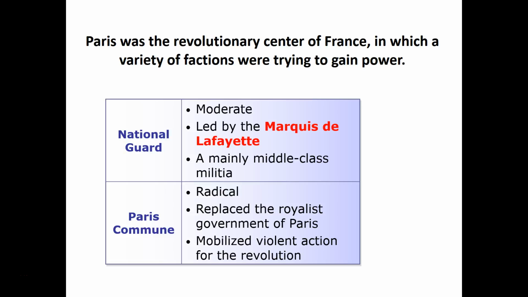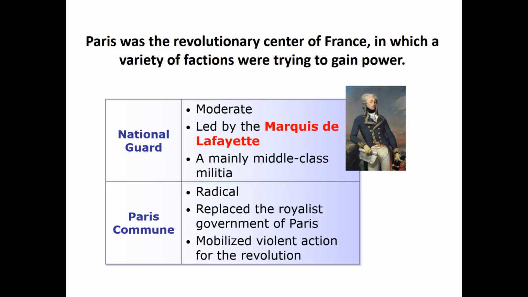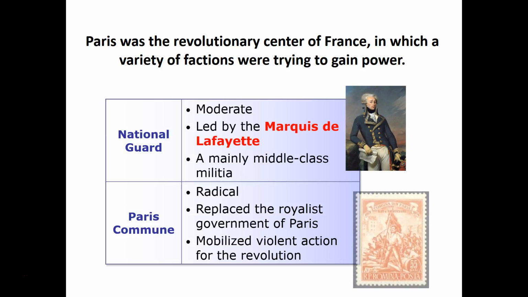And these were the groups, the radicals, the commune and others that were spreading stories about the royal family, calling for an end to the monarchy, and other much more radical policies than the National Guard would have advocated. Here's Marquis de Lafayette and members of the Paris Commune.